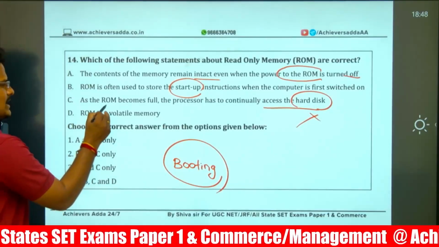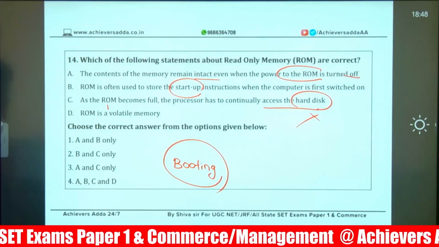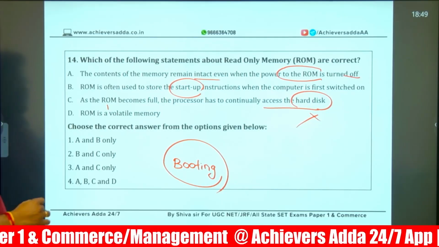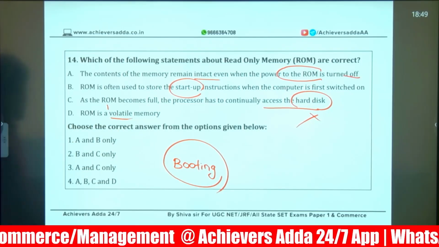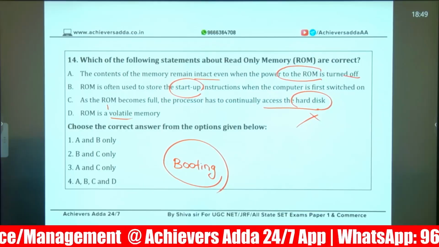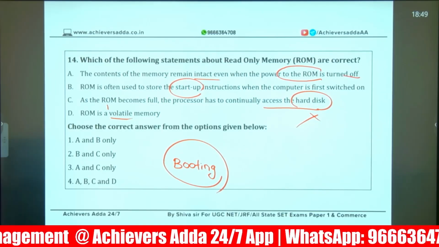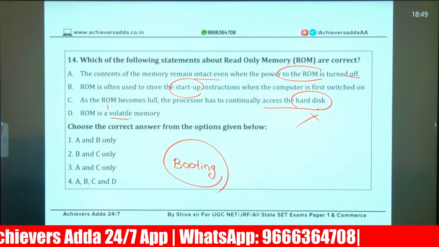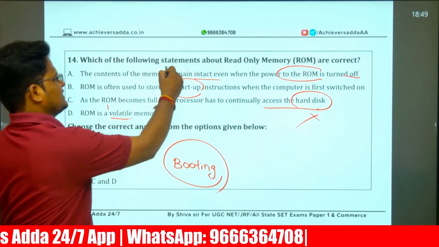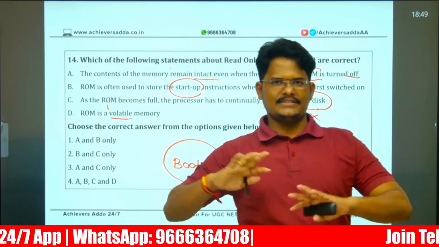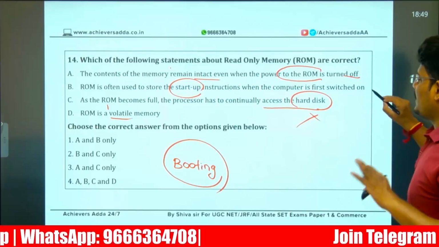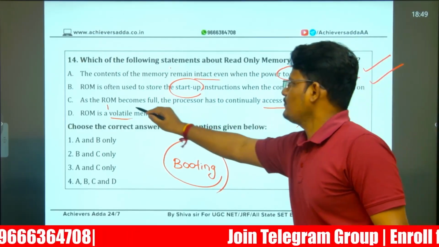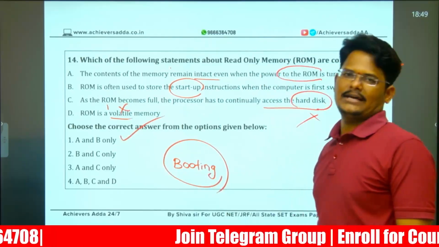This ROM is a primary memory, it cannot access that. Is ROM volatile? No. RAM is volatile. ROM is not volatile in nature. It is non-volatile. Even though power is turned off, it remains intact. The data will not be lost. So the first and second options are correct, the third one is wrong, and the fourth one is non-volatile. A and B are the correct answers.